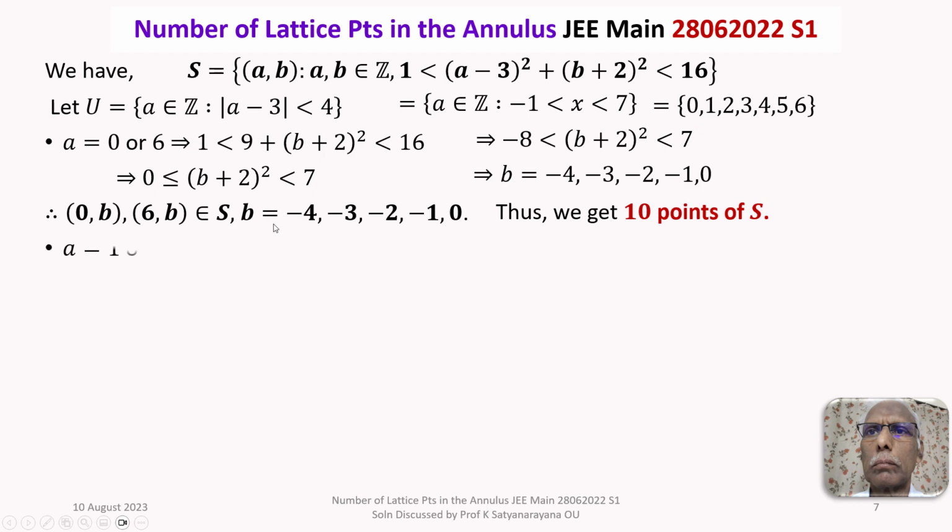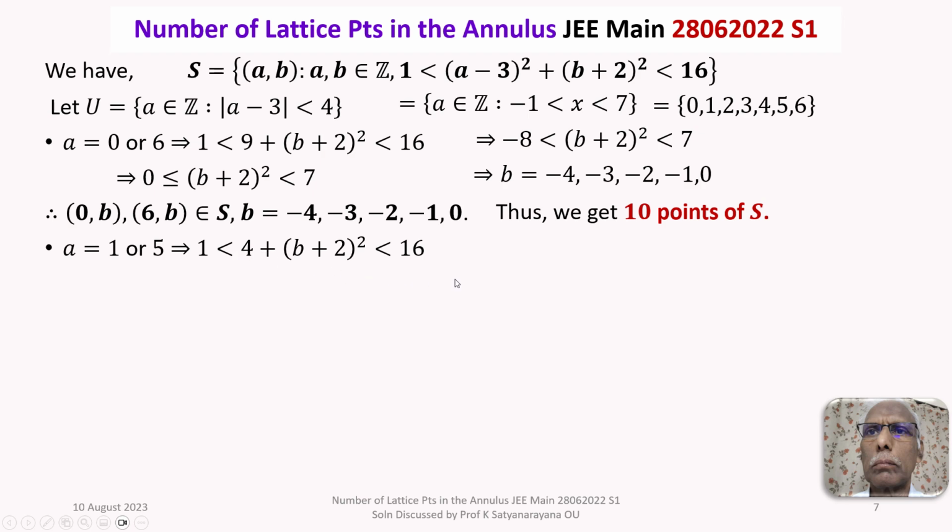Agreed. The second case, A is equal to 1 and A is equal to 5, like the above. If you put 1, it will be 1 minus 3, that is minus 2 square, that is 4. So (A minus 3) whole square is 4. And if you take A is equal to 5, 5 minus 3 is 2, 2 square is also 4. So that means the same inequality you will get for A is equal to 1 or 5. We get this inequality.